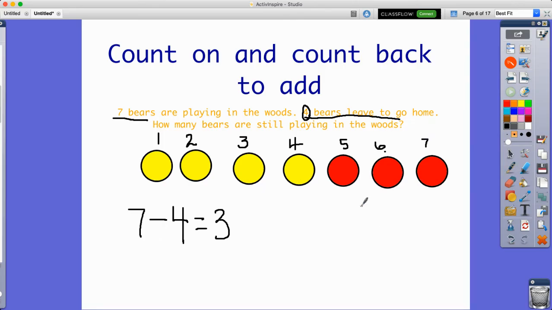So here I can make an addition sentence. So I have these 4, 1, 2, 3, 4. So these 4 plus these 1, 2, 3, the 3 red. So I have 4 yellow chips and then 3 red chips, and that equals 7. So I have a subtraction sentence and an addition sentence to go with this problem. That is the end of today's strategy video.